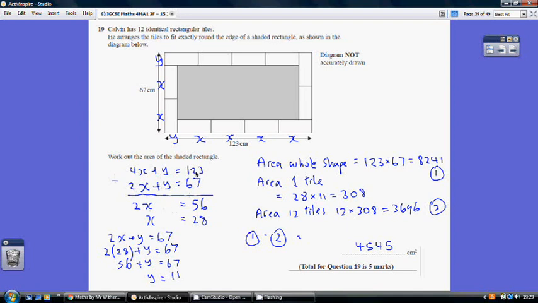I've eliminated it. And 123 take away 67 is 56. So 2x equals 56. Halving this, x equals 28. So the length of x is 28.